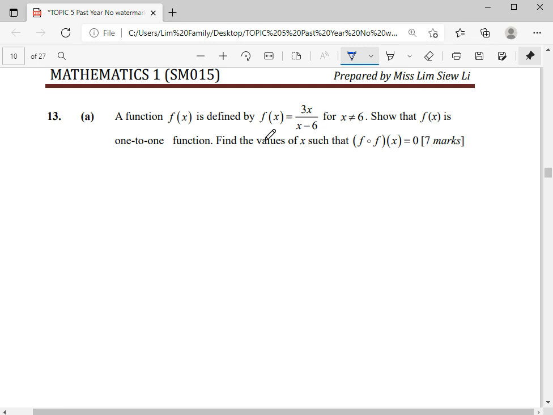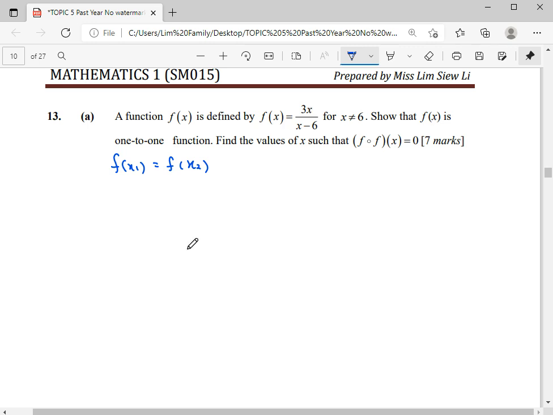So we have two tasks here. One is to show it is one-to-one, another is to find the value of x. If we want to show one-to-one, our first step will be to substitute x1 into the function and substitute x2 into the function. So that will be our first concept, substitute x1 and x2 into the function.